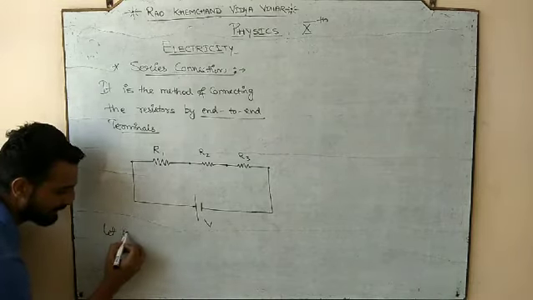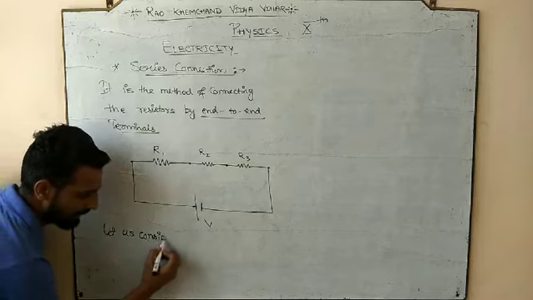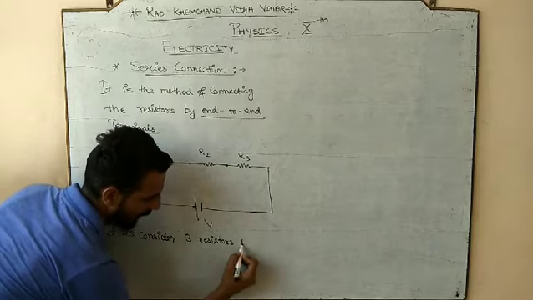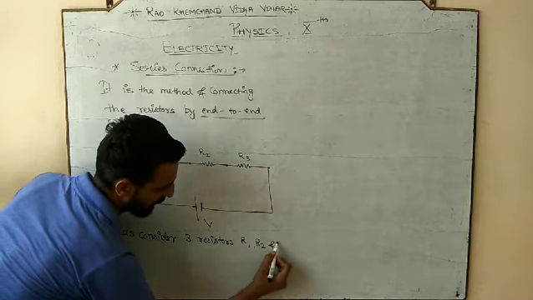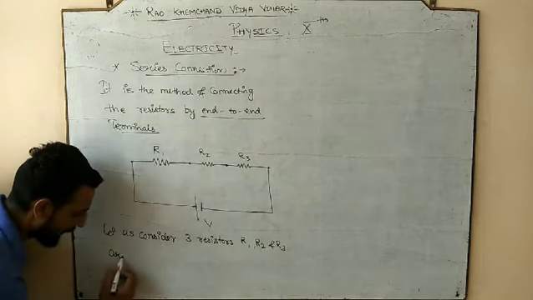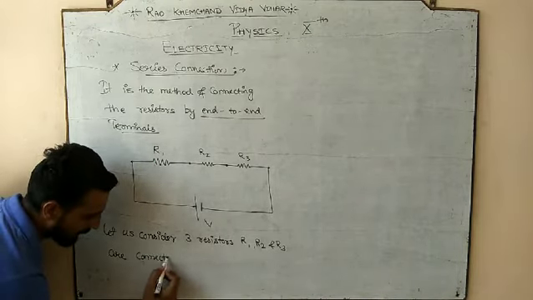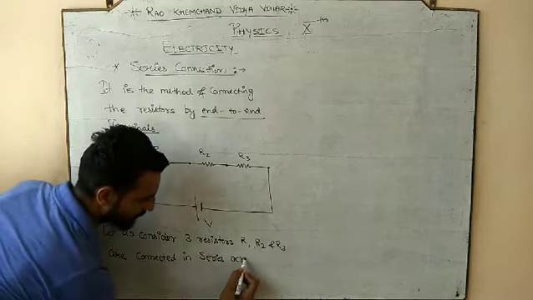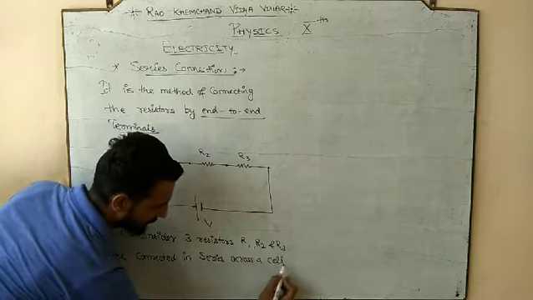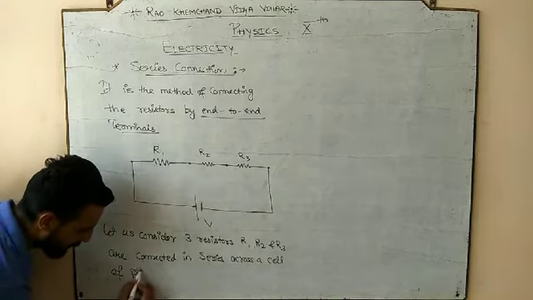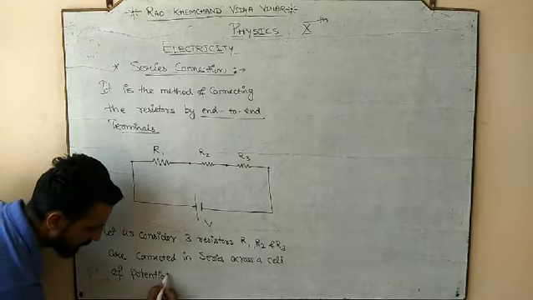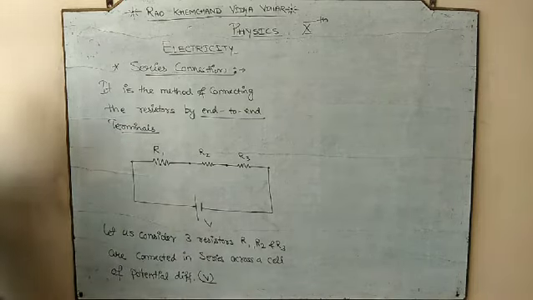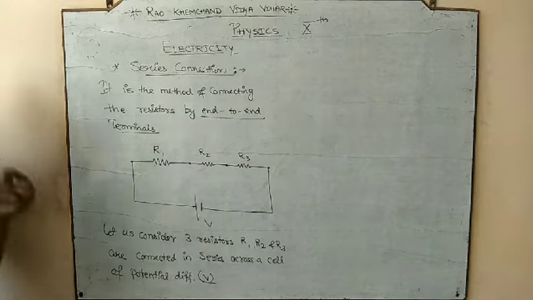Let us consider, everyone, three resistors R1, R2 and R3 connected in series across a cell of potential difference V. So how much potential we provided to all three resistors is V amount of potential.